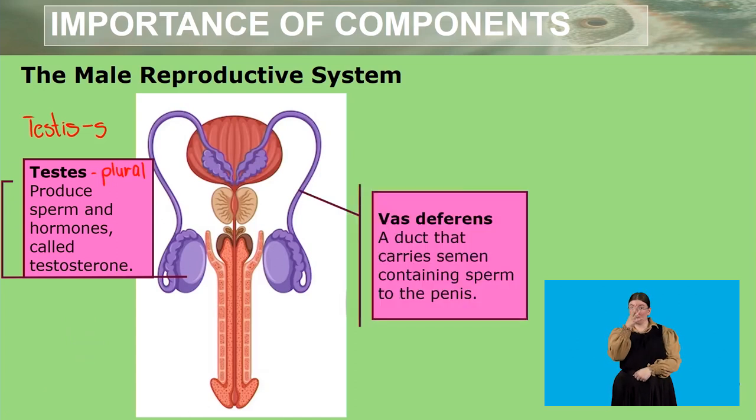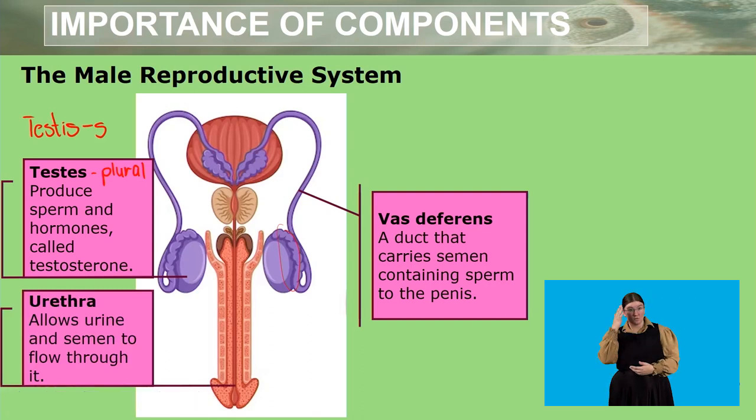We then have a sperm duct. As you can see, this duct leads from the testes on both sides. It is called a vas deferens or a sperm duct. So it is a duct that carries semen containing sperm to the penis. So the semen containing sperm moves from this part here called the epididymis. The sperm is produced in the testes, and then they are stored in the epididymis and then travel through the sperm duct and then will pass through the urethra.